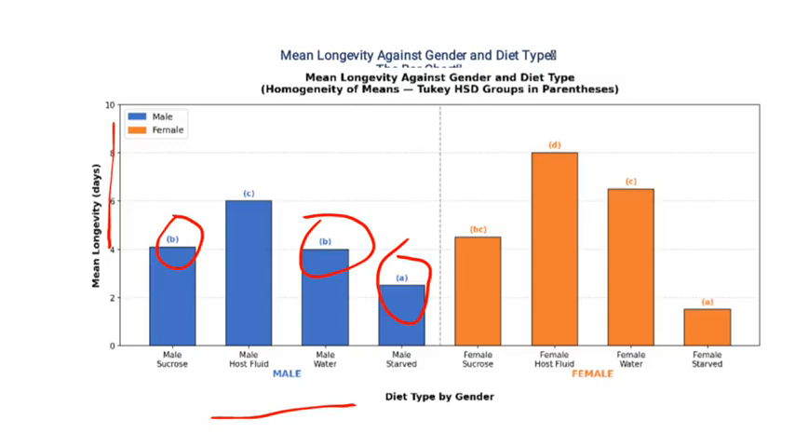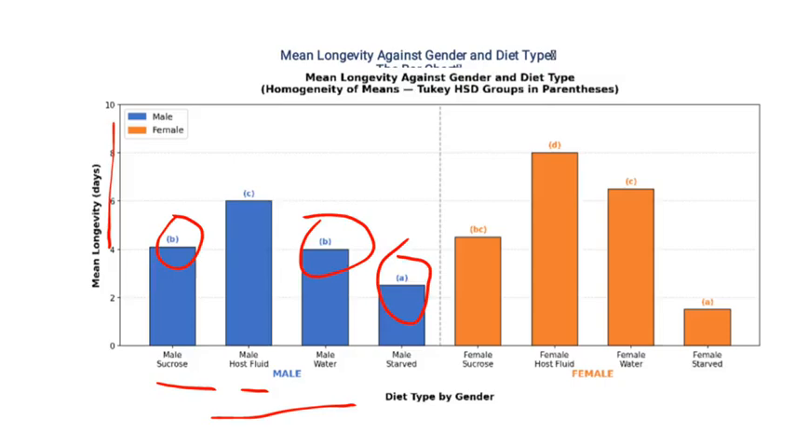I'm very sure when you do another course, you see something like within the group and outside the group. After that, we compare outside the group, meaning we compare male sucrose to female sucrose. So how do we compare within the group, and how many comparisons will we get? Let's say we are comparing male sucrose to male host fluid.